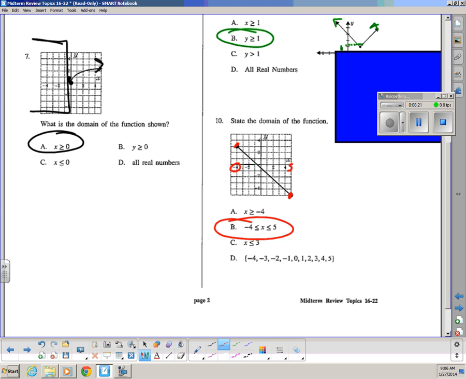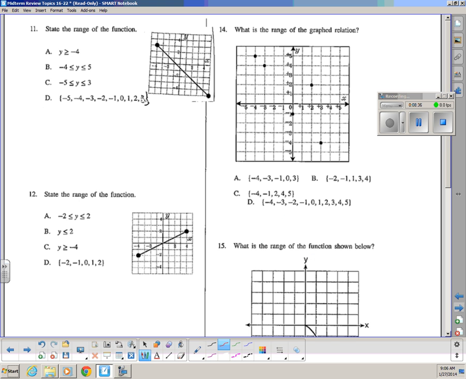Don't let D fool you. You don't just have a bunch of points along the graph. You have the full line segment. So you're going to get lots of decimals. Like, for example, I can look at f of 2.5, which is not in this list. So this is wrong, and B is correct.